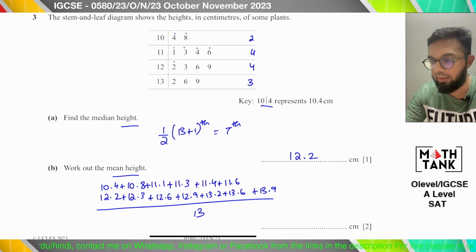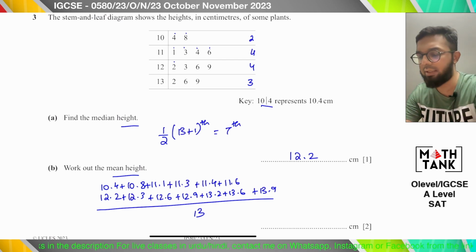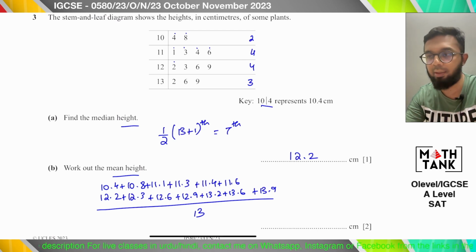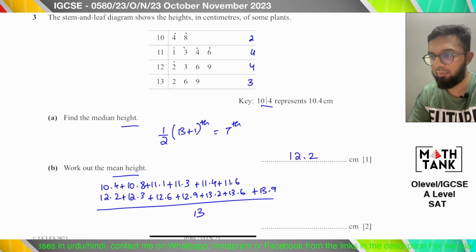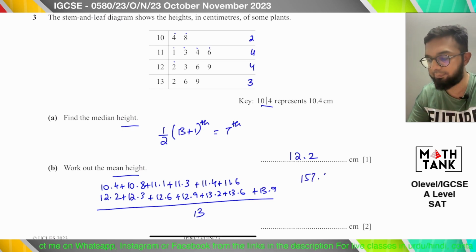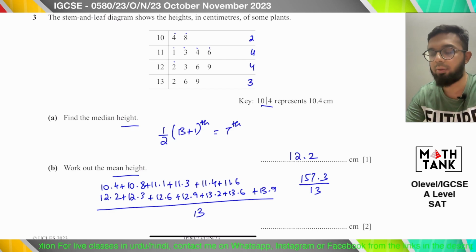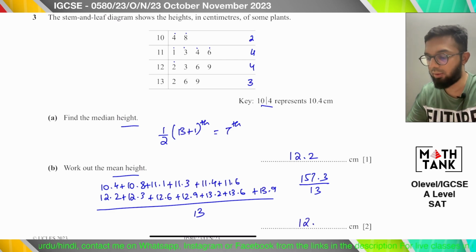10 times 2 plus 11 times 4 plus 12 times 4 plus 13 times 3. Okay, then I'm going to add the decimals separately. 0.4, 0.8, 0.1, 0.3, 0.4, 0.6, 0.2, 0.3, 0.6, 0.9, 0.2, 0.6, 0.9. I get 157.3 divided by 13. I hope there's nothing wrong with this calculation. Yeah, that's fine. I get 12.1. Make sure that you calculate carefully.